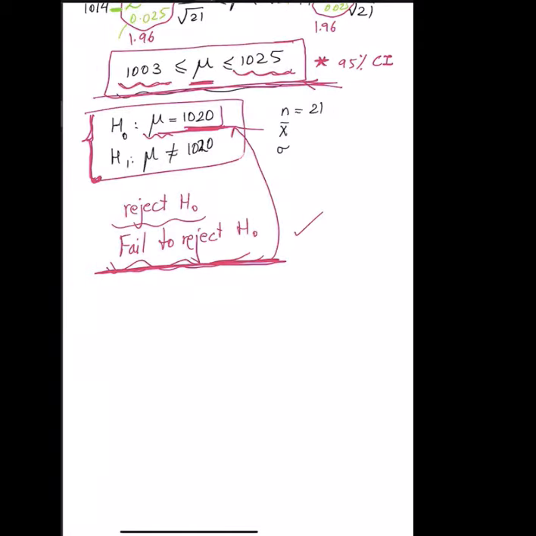Professor, I just wanted to clarify for the confidence interval. So you're saying we're 95% confident that all the data samples or the population will fall within that range, right?